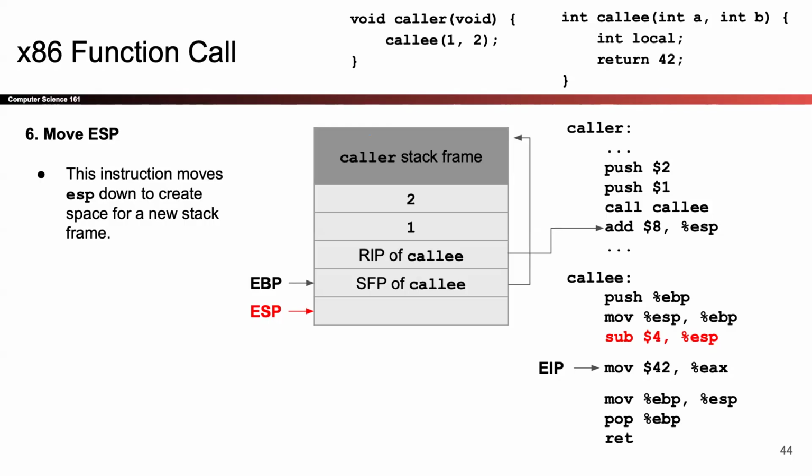I'm sorry. So then in this case, what the callee does is it does almost nothing. Oh, it has a local variable. Oh, now I know why we subtracted 4 from ESP. We need to make space in the stack frame for the local variable. And the compiler does that by moving ESP down to save some space for that local variable. So right below the SFP would be the local variable.